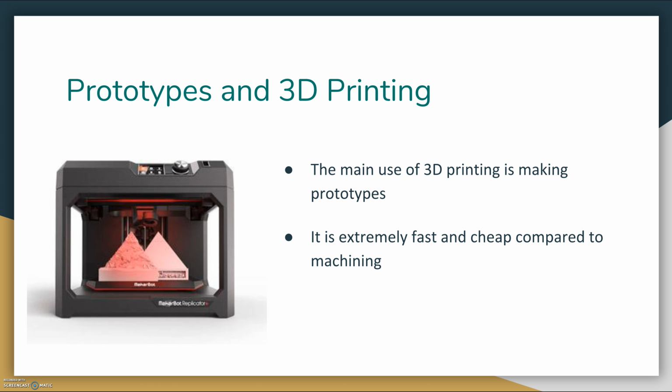This is also good because it's easy to change. For example, if you were casting and made a mold and then your prototype wasn't what you were expecting, you'd have to scrap those molds and make entirely new ones. Whereas in 3D printing, you can just go on your computer and edit your original design.